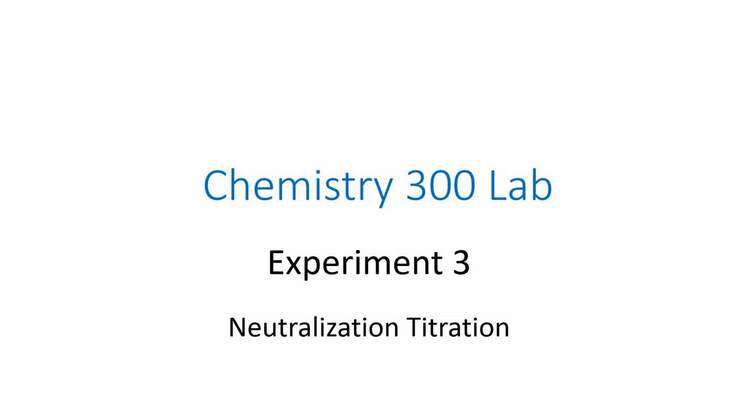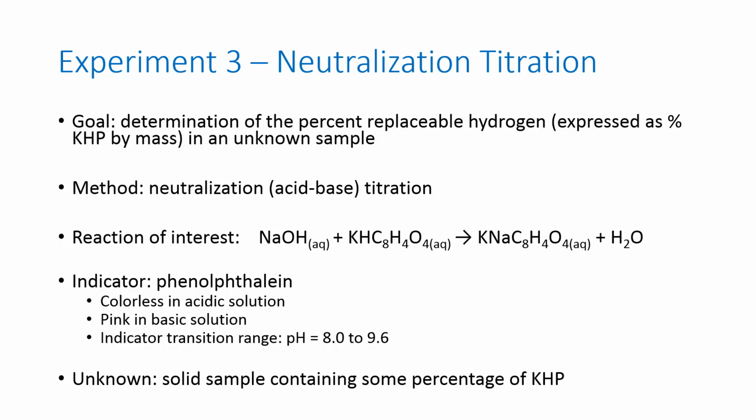This is the video introduction to experiment 3 for Chem 300. This is a neutralization titration. The goal of this experiment is to determine the percent of replaceable hydrogen, which is expressed as a percentage of KHP by mass, in an unknown sample.